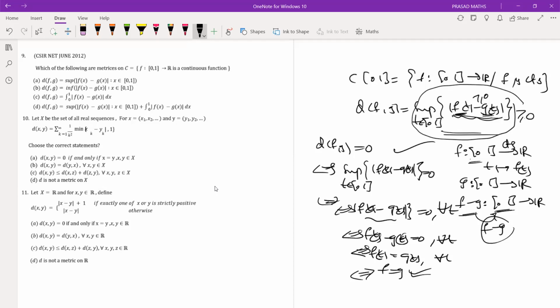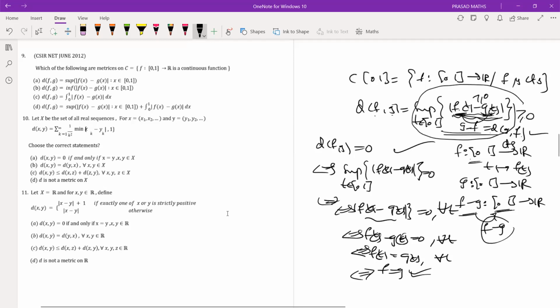What is my third condition? Already I told you, the modulus of f minus g is the same as the modulus of g minus f. Therefore, it is nothing but d of g comma f. So d of f comma g is the same as the distance between g comma f. Therefore, it satisfies the symmetric property.